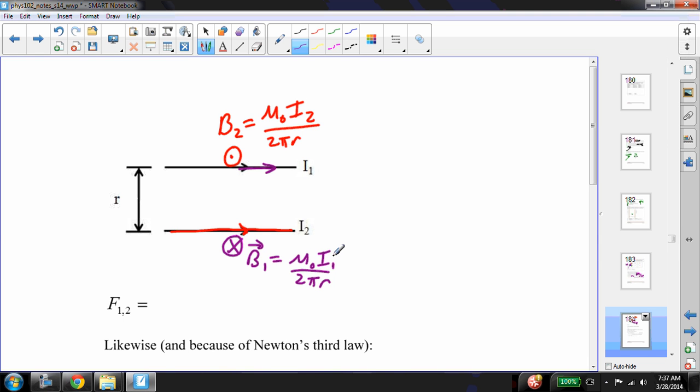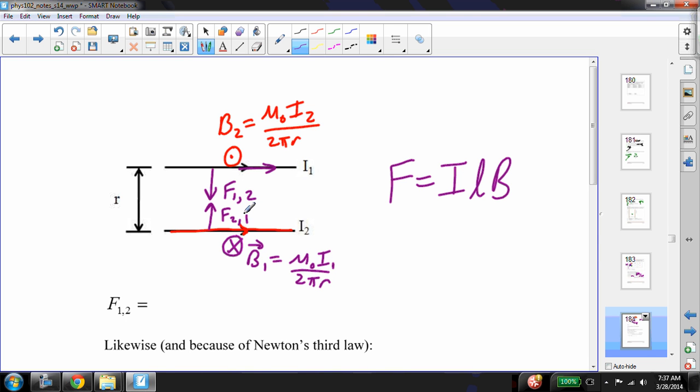Now, I also know that the force on a current carrying wire in a magnetic field is equal to I L times B. So there is going to be a force on the top wire that is due to the magnetic field B2. That will be F1 due to the magnetic field B2. So this is the force on wire 1, the top wire, due to the magnetic field of the second wire. Similarly, I'm going to have a force here. I'll call this the force on the second wire due to the magnetic field caused by the first wire.